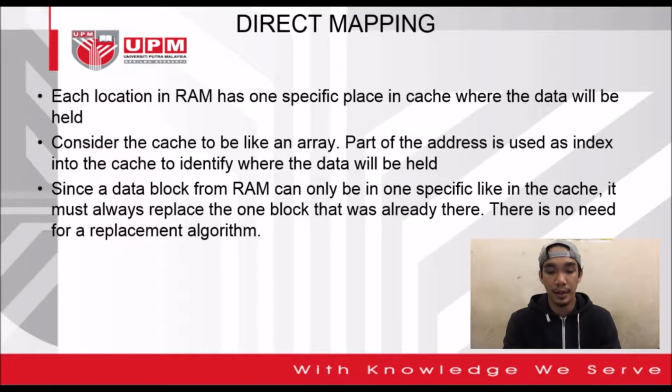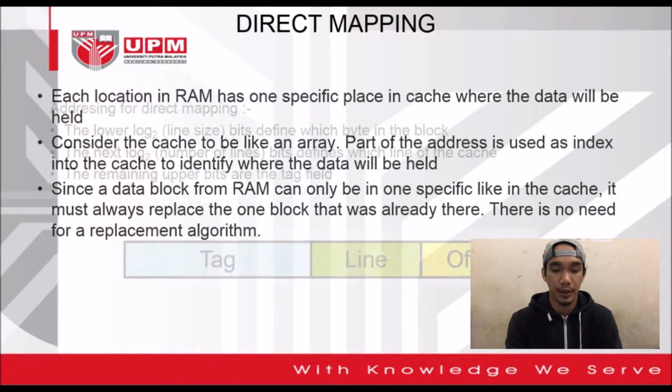Next, the first method is direct mapping. This is the simplest technique as it maps each block of main memory into only one possible cache line. The mapping is expressed as i = j modulo m, where i is the cache line number, j is the main memory block number, and m is the number of lines in the cache. Each location in RAM has only one specific place in the cache where the data will be held. Consider the cache to be like an array. Part of the address is used as an index into the cache to identify where the data will be held.